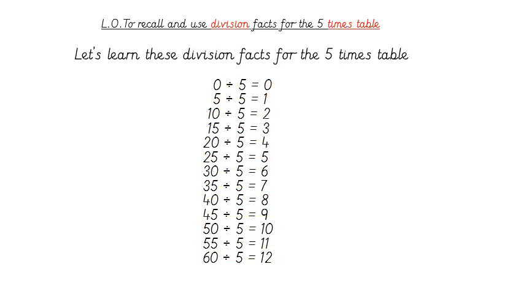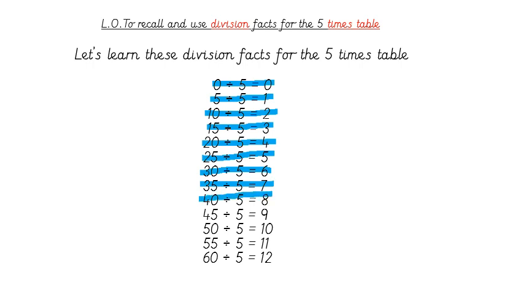Let's go through them again. Ready? I'm going to use a light blue this time. 0 divided by 5 is 0. 5 divided by 5 is 1. 10 divided by 5 is 2. 15 divided by 5 is 3. 20 divided by 5 is 4. 25 divided by 5 is 5. 30 divided by 5 is 6. 35 divided by 5 is 7. 40 divided by 5 is 8. 45 divided by 5 is 9. 50 divided by 5 is 10. 55 divided by 5 is 11. And 60 divided by 5 is 12.